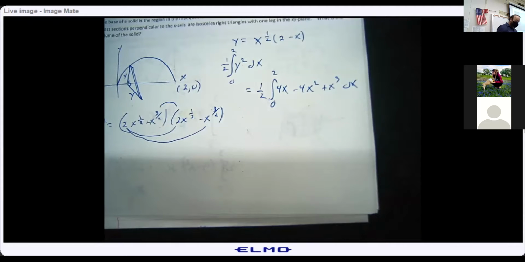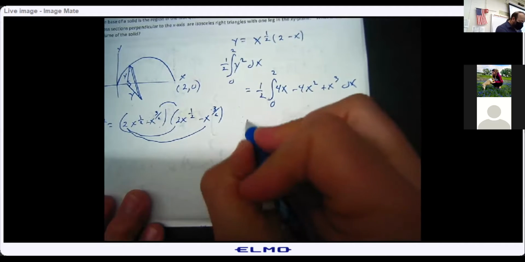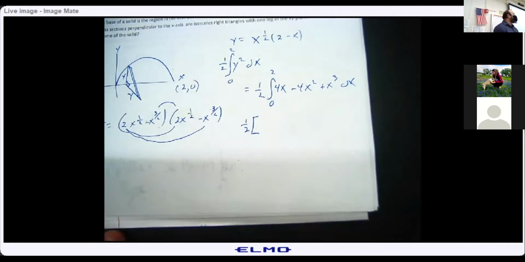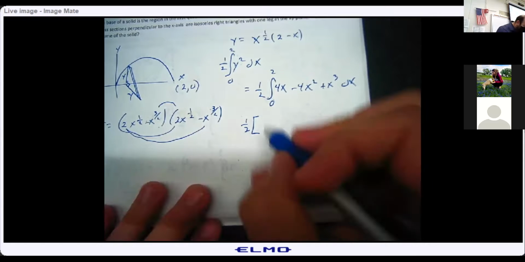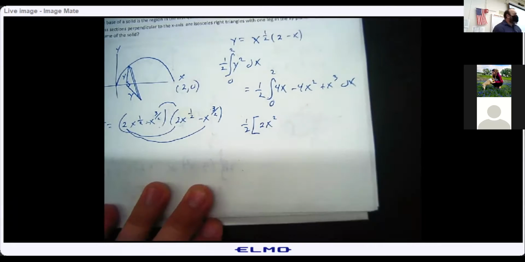So let's go ahead and set this one up. What would be the integral of 4x? I want to do some of those so we don't forget how to do them. Integral of 4x, 2x squared. Cool. Integral of negative 4x squared.